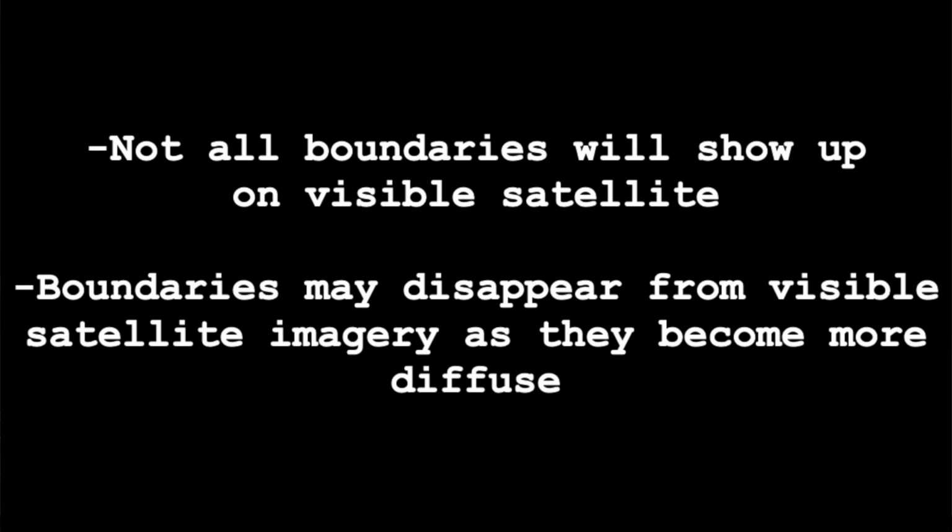Now, a couple of notes. Not all boundaries will show up on visible satellite imagery, and some boundaries that become more diffuse with time may actually disappear from visible satellite imagery going into the afternoon of a severe weather event. Neither of these mean that the boundary is not there or has dissipated completely.